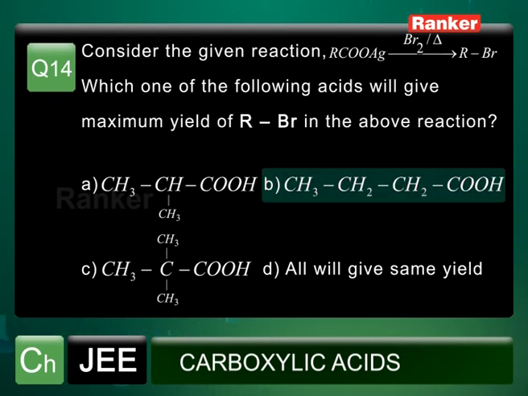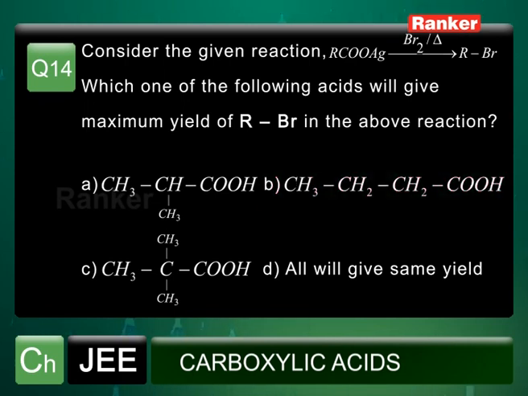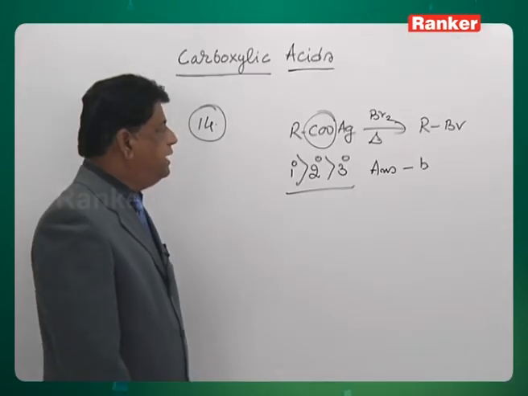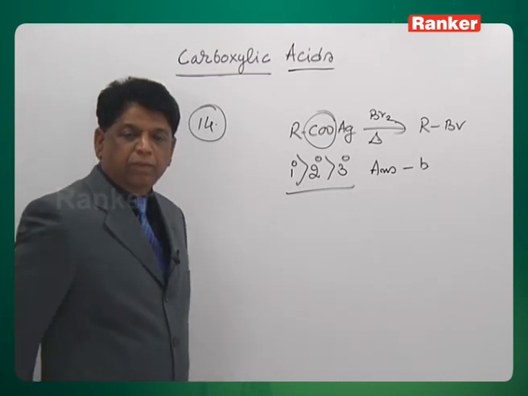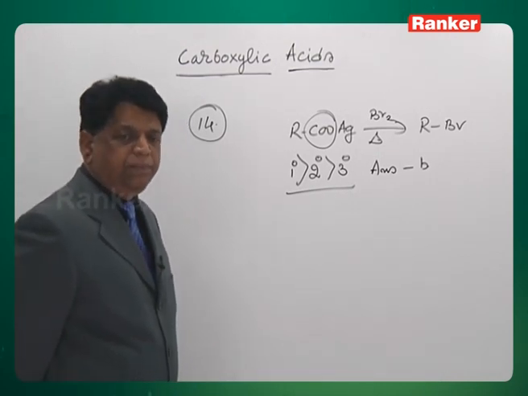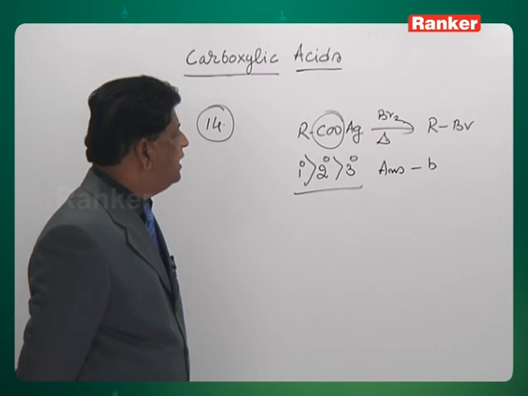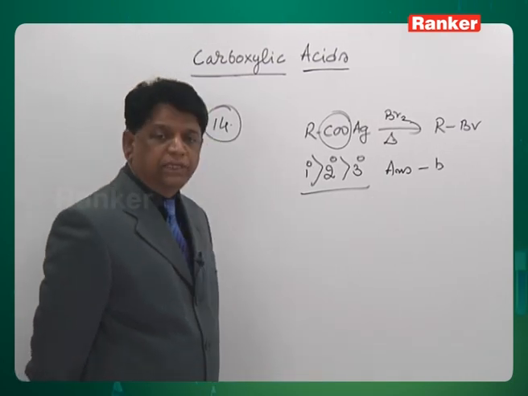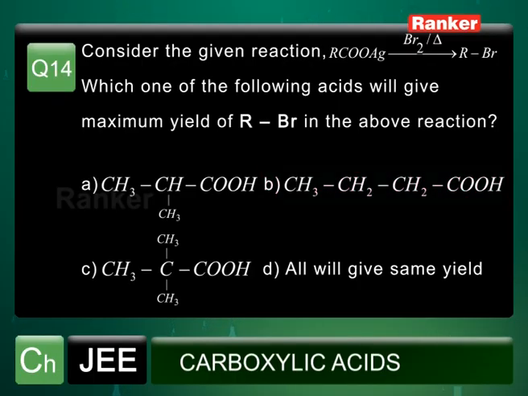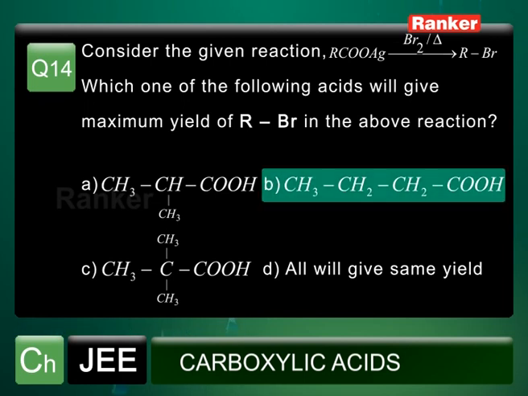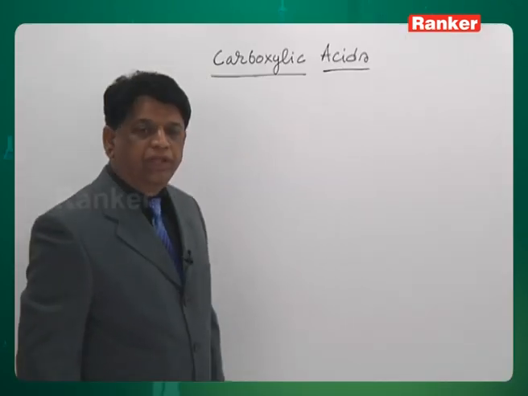1 degree alkyl halides undergo faster reaction over 2 degree over 3 degree. Based on that we have decided answer B, the primary carboxylic acid, which turns into a silver salt and undergoes the reaction. Decarboxylation is easy in 1 degree carboxylic acids. Let us go to the 15th question.